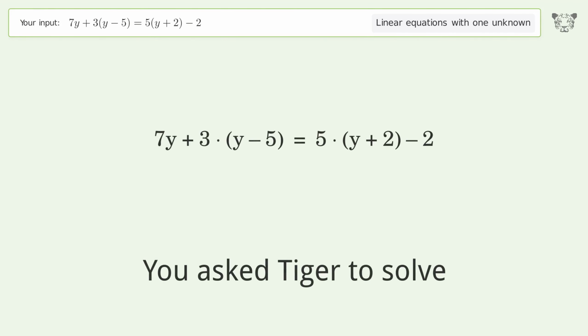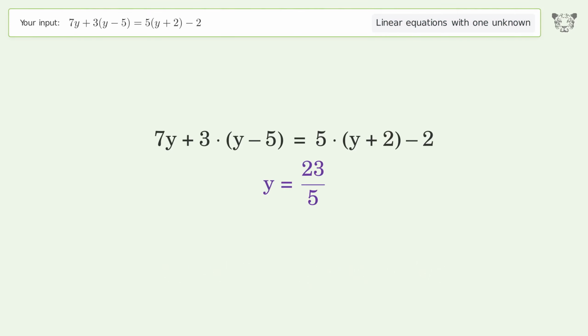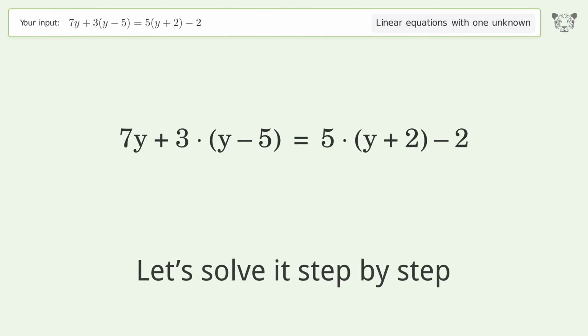You ask Tiger to solve this. It deals with linear equations with one unknown. The final result is y=23/5. Let's solve it step by step.